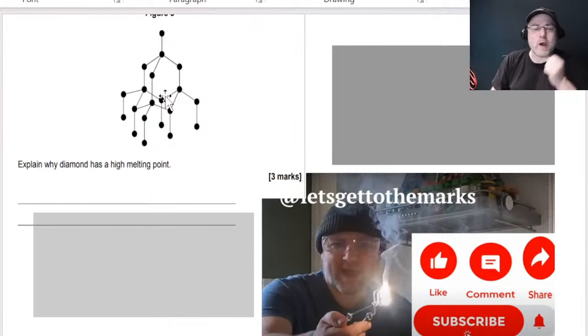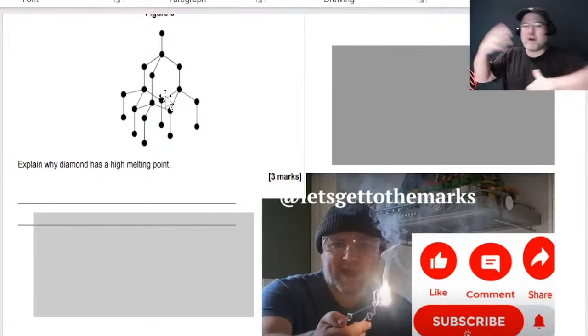Now, if they said, why does copper have a high melting point? Copper has a giant structure, but this time copper is a metal, it's metallic. And then I can say lots of energy needed to break the strong metallic bonds. There we go. Lots of strong metallic bonds need lots of energy to break. Now, if it was sodium chloride, we would say it has a giant ionic structure. Lots of energy needed to break the strong ionic bonds.